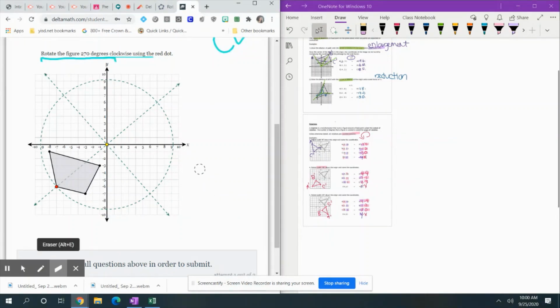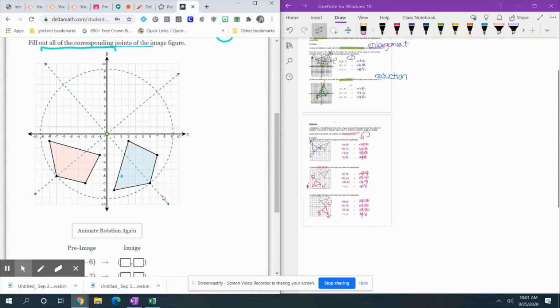Okay, so we're rotating 270 degrees. So from here, and we are going clockwise, the direction that a clock goes. From here to here is 90 degrees, okay? Then from here to here is 180 degrees. Plus another 90 degrees would be 270. So that would be our answer.